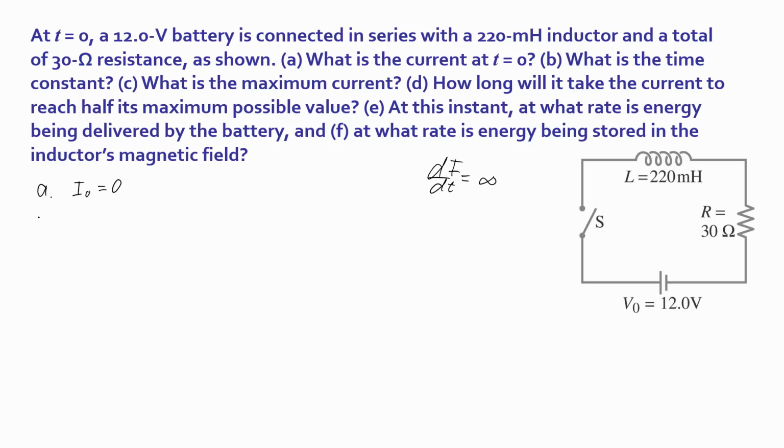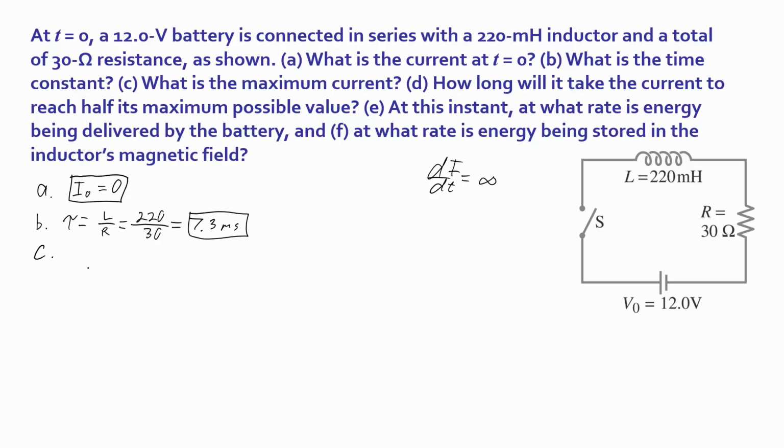What is the time constant? This one is also pretty simple. If you remember, our time constant is given by the inductance over the resistance. So we've got 220 millihenries over a 30 ohm resistor. Since I left this in millihenries, that just means my time constant is going to come out in milliseconds. It comes out to be approximately 7.3 milliseconds. Guess I should have boxed that guy up. It was an answer after all.